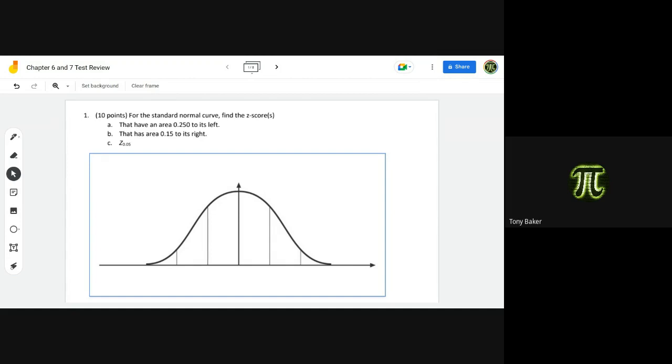I'll be here at 9 on Thursday. So if you want to get here a little early, that's fine. And when you're done, obviously.